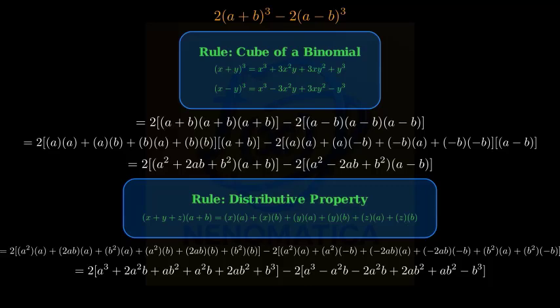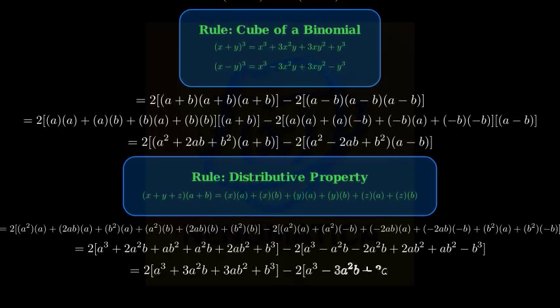A squared times b gives us a squared b. 2ab times b gives us 2ab squared. And b squared times b gives us b cubed. Similarly for the second part, a squared times a gives us a cubed. A squared times negative b gives us negative a squared b. Negative 2ab times a gives us negative 2a squared b.